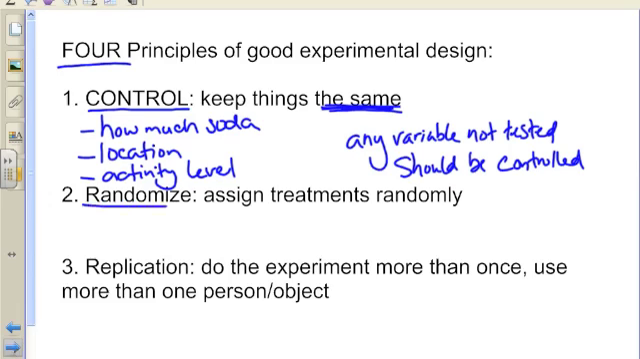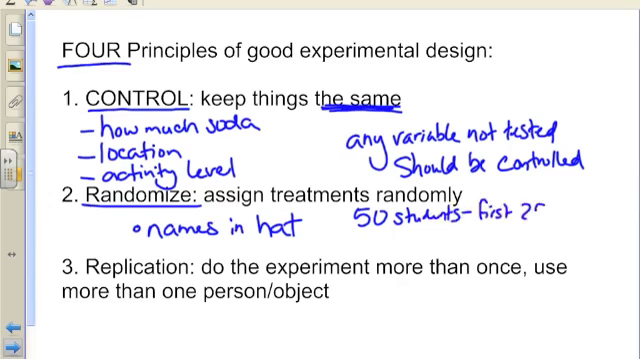All right, the other two aren't quite as complicated. As you might imagine, randomize is just what you think it is. We should assign treatments randomly. If I'm choosing between Pepsi and caffeine-free Pepsi, I don't go through and pick my most hyper students and give them Pepsi. That's not fair. I would assign it randomly. Think names in a hat. That's going to be the easiest and probably the best way. I put all my students' names in a hat, and I don't know, if I have 50 students, the first 25 I pull out are assigned to the Pepsi group. As simple as that. Then the last 25 get the caffeine-free Pepsi. But that way it is random.